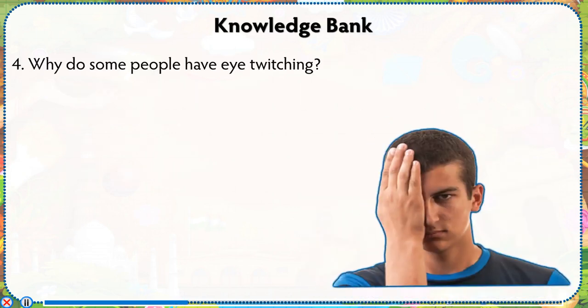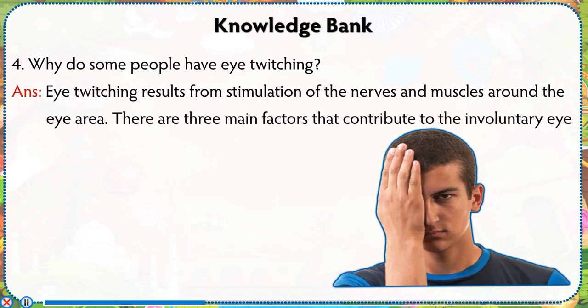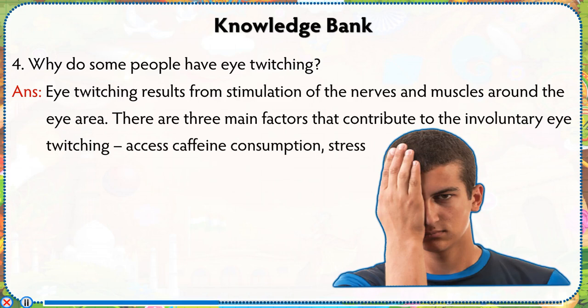Fourth, why do some people have eye twitching? Answer: eye twitching results from stimulation of the nerves and muscles around the eye area. There are 3 main factors that contribute to the involuntary eye twitching: excess caffeine consumption, stress, and fatigue. It is also known as myokymia.